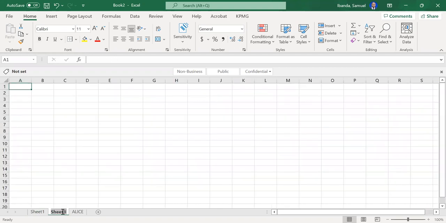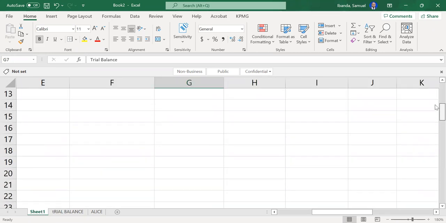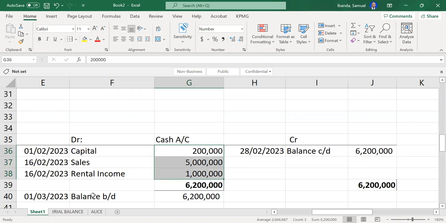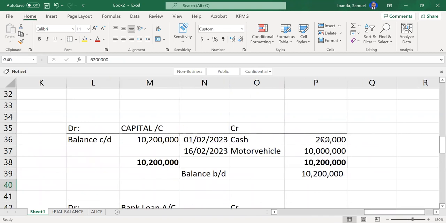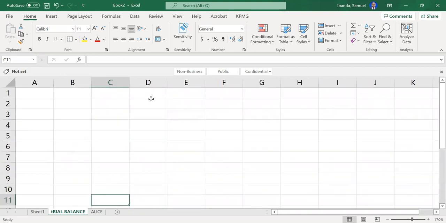My trial balance is going to look like this. I want you to observe. As you can see, for each of our accounts, we have balanced off, determined a total and gotten a balance brought down. So the 6.2 now represents what we have as cash at hand. The same thing happens for capital. Overall, we have 10,200,000 of capital invested in this business. We've been able to get the total. So the trial balance looks at totals, okay? This is how your trial balance will look.